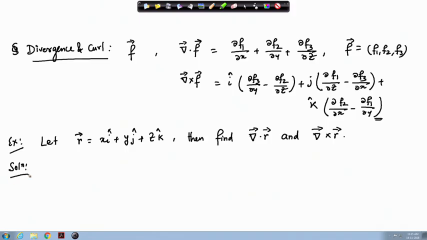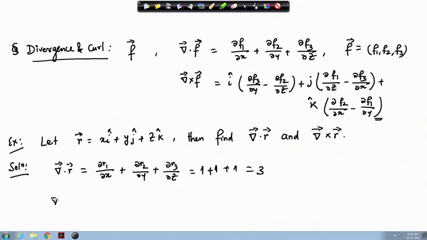Let us first find the divergence of r. We know from the formula that r has three components, r1, r2, r3, so I can write del r1 del x plus del r2 del y plus del r3 del z. Now r1 is x, so del del x of x is 1, plus del del y of y is also 1, and del del z of z is also 1. So ultimately the divergence of r is equal to 3.